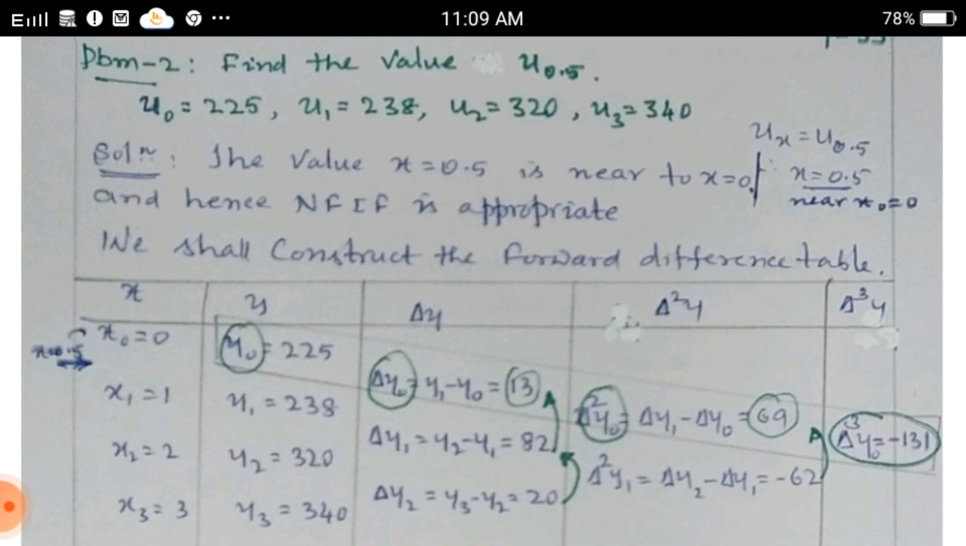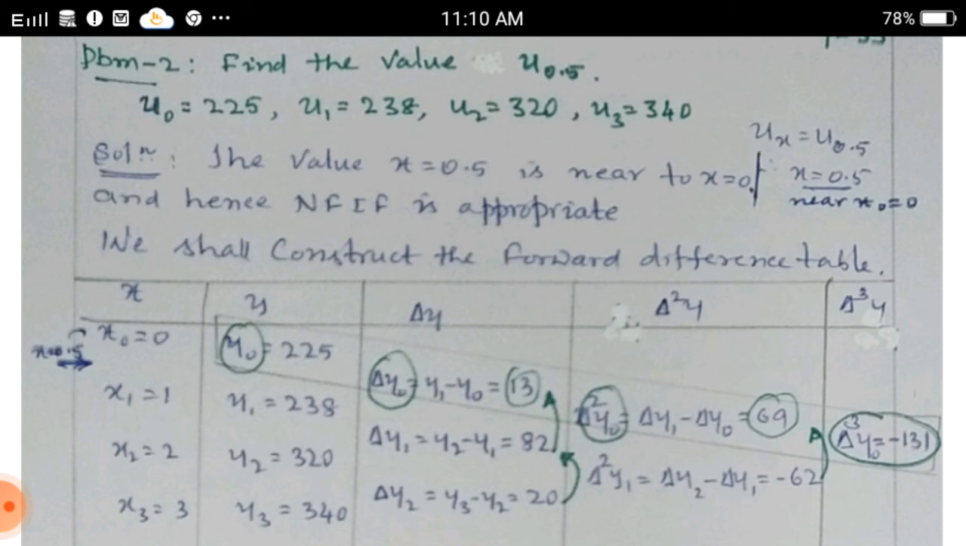Next, delta's next column. Find out the second difference. Second forward differences are given by differences of first forward differences. That is, delta square y naught is equal to delta y1 minus delta y naught, which is 82 minus 13 is equal to 69, and delta square y1 is equal to the difference delta y2 minus delta y1. Substituting, 20 minus 82 is equal to minus 62.